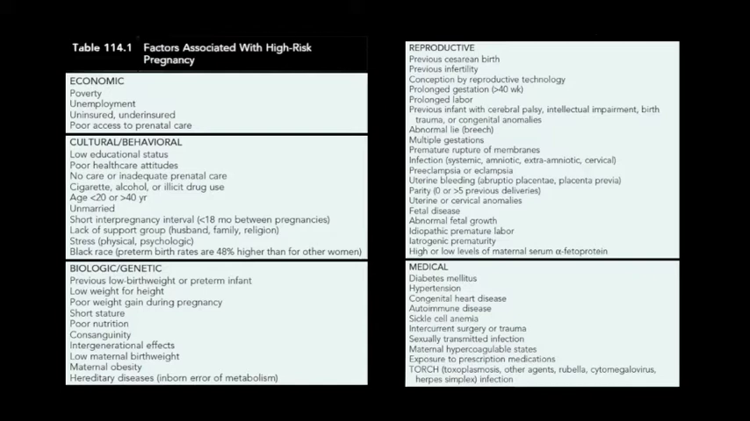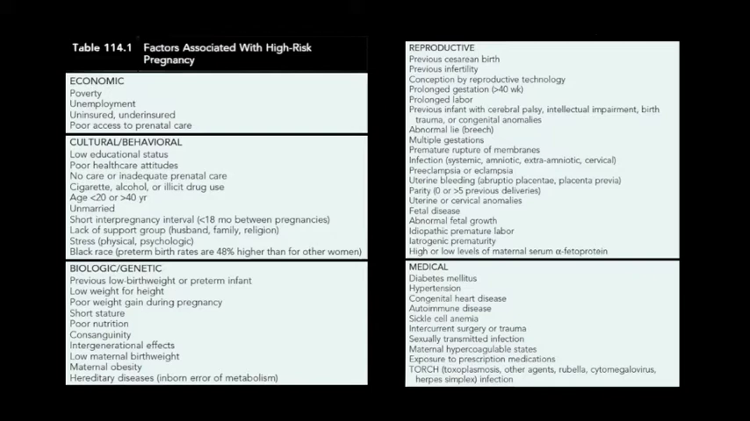Premature rupture of membranes is a risk factor for development of neonatal sepsis. Presence of infection in the mother may be systemic, amniotic, extra-amniotic, or cervical. Hypertension, uterine bleeding, parity if first time or with more than five previous deliveries, uterine or cervical anomalies, fetal disease, and high or low levels of maternal serum alpha fetoprotein.